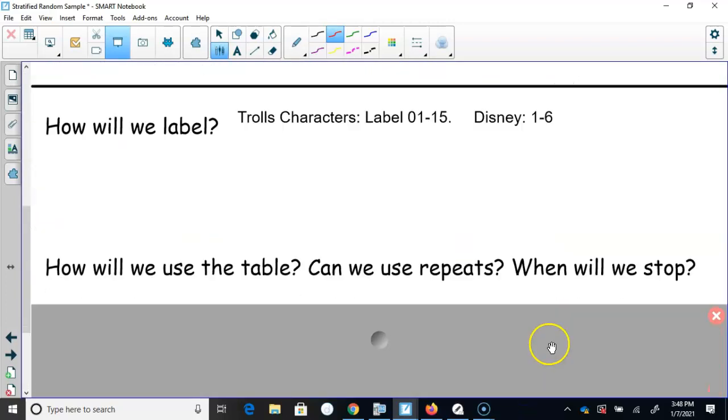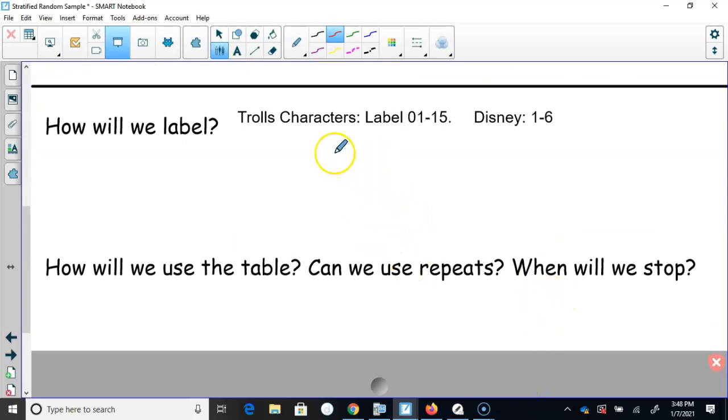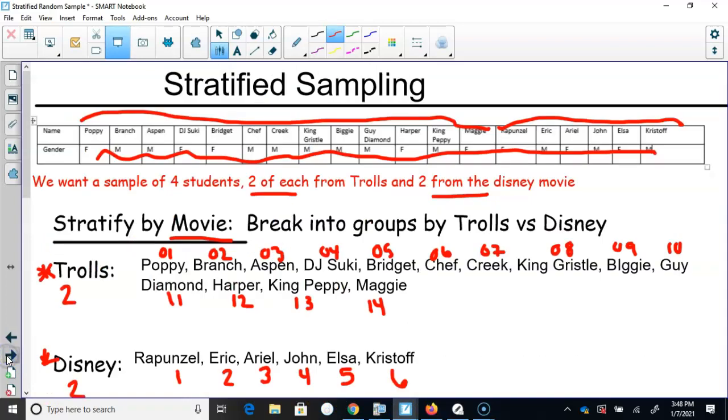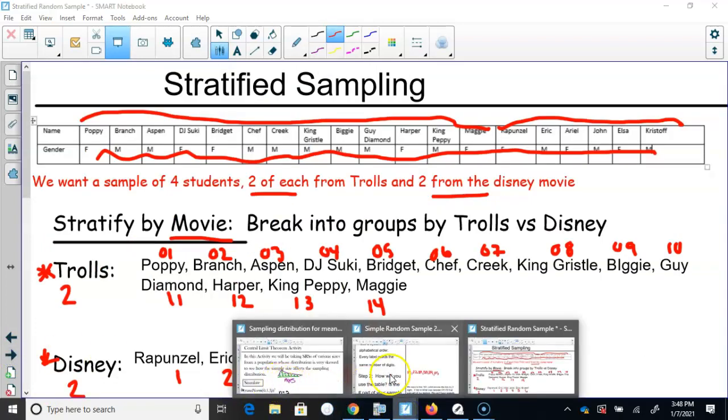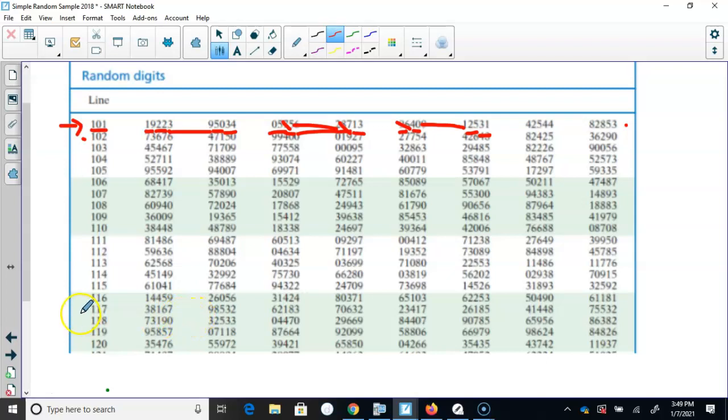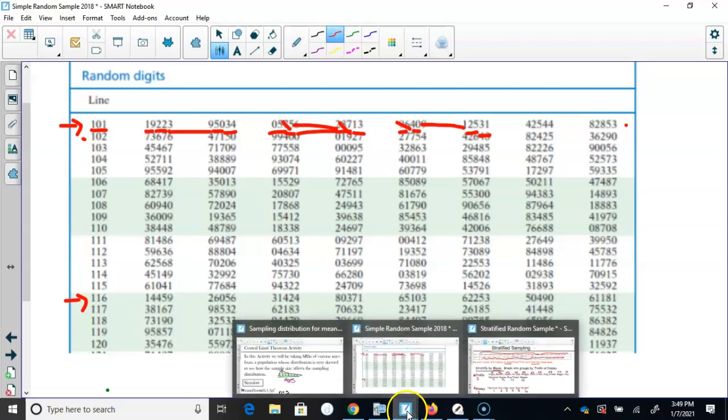Next, I want to know, how will I use the table? Well, I have to do this twice. Remember, I want 2 of the numbers 0, 1 through 15 from Trolls and 2 from Disney, okay? Let's go to our table right now. Oops, sorry guys. Gotta go to my other one. And this time, I'm going to pick line 116. You can choose the line unless I give it to you. So line 116 is where I'm going.